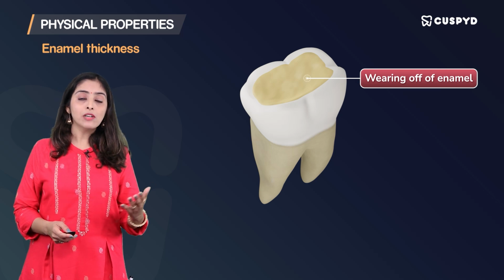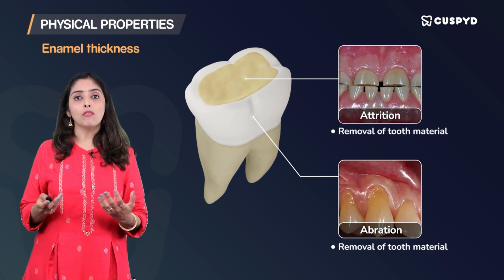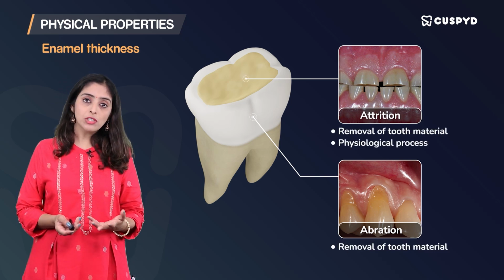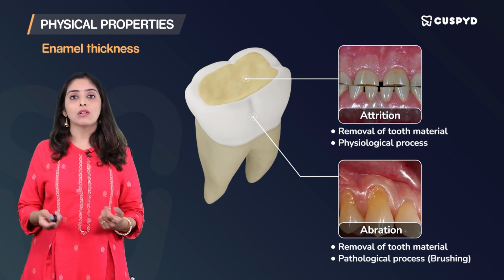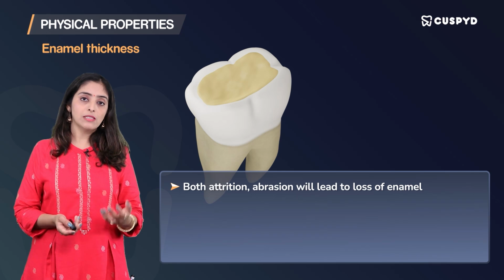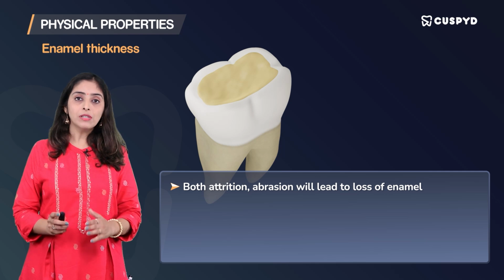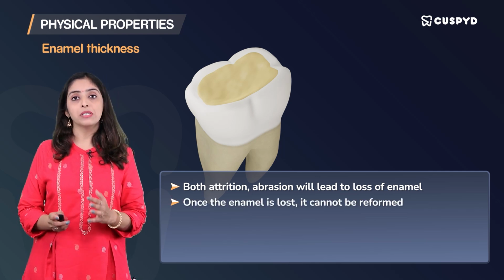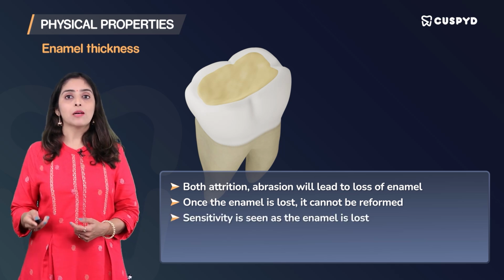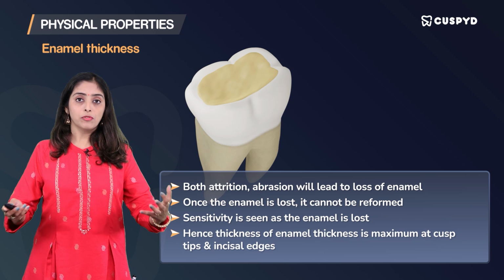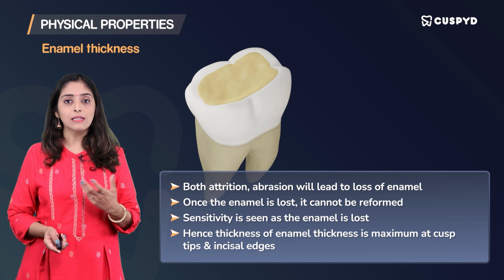When this enamel wears off, we call it attrition. Attrition and abrasion are basically removal of tooth material: if it is by physiological processes, you call it attrition; if it is by pathological processes like brushing, you call it abrasion. Either of the two is going to result in loss of enamel. And every time the enamel is lost, it can never be reformed. That is why a person starts feeling sensitivity as the enamel is lost. To avoid all this, the maximum thickness of enamel is provided on the cusp tip and the incisal edges.